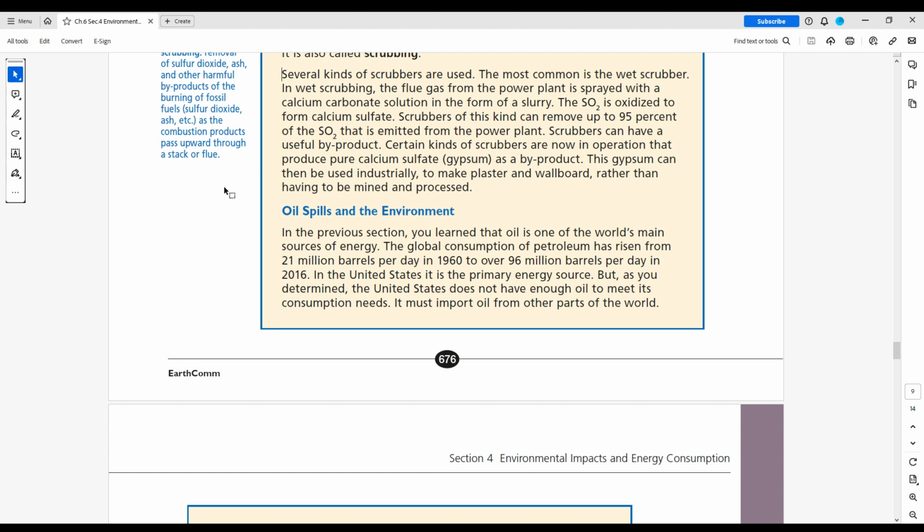Scrubbers can have a useful byproduct. Certain kinds of scrubbers are now in operation that produce pure calcium sulfate as a byproduct. The byproduct, gypsum, can then be used industrially to make plaster and wallboard rather than having to be mined and processed.